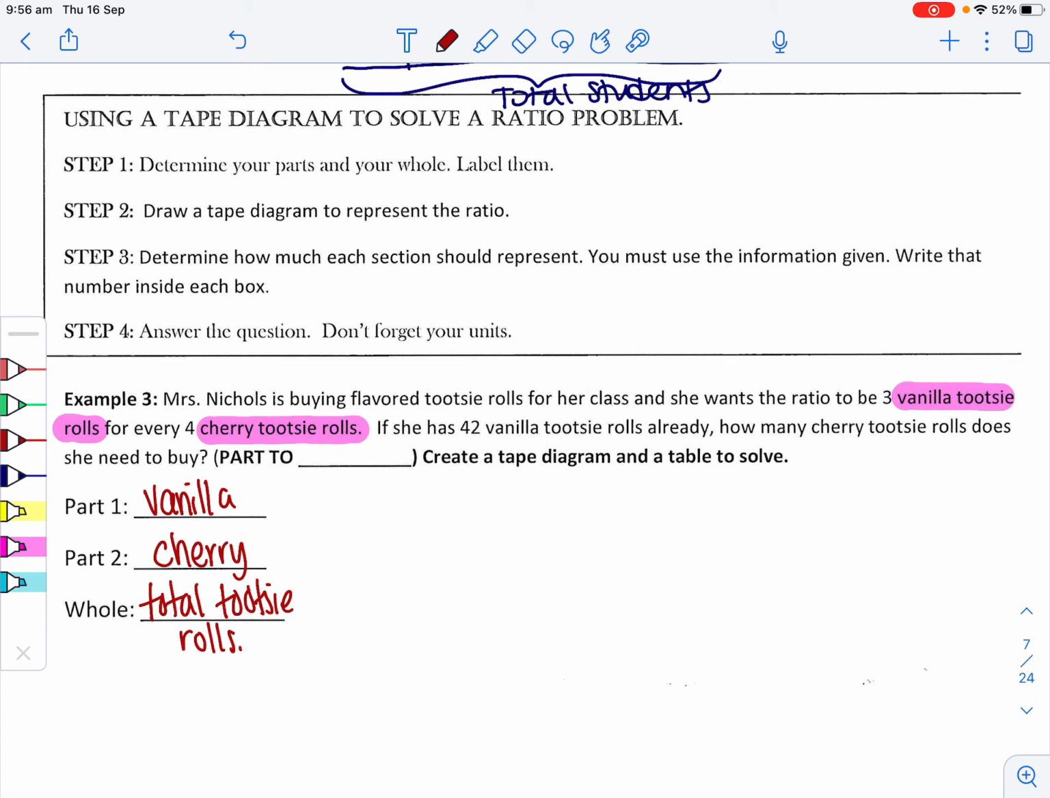If she has 42 vanilla Tootsie Rolls already, how many cherry Tootsie Rolls does she need to buy? This is going to be a part-to-part. Even though I know what each of the parts is and the whole is, this is still describing a part-to-part relationship. Vanilla and cherry together make the total. So vanilla is a part and cherry is a part.